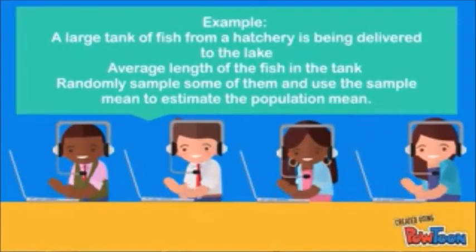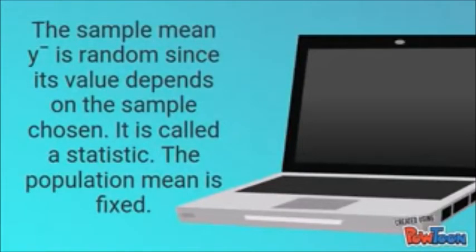A large tank of fish for a hatchery is being delivered to the lake. We want to know the average length of the fish in the tank. Instead of measuring all the fish, we randomly sample some of them and use the sample mean to estimate the population mean. The sample mean is random since its value depends on the sample chosen. It is also called a statistic. The population mean is mu.